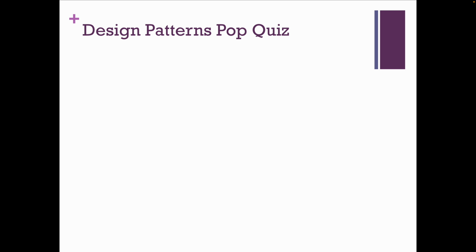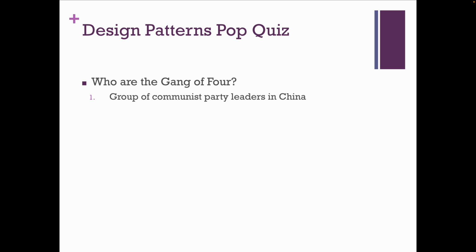Before I get started, I just want to start with a quick pop quiz about design patterns. So who are the Gang of Four? I'm going to give you three choices before you answer. Number one is a group of Communist Party leaders in China. Number two is a rock band. Number three is just a bunch of computer programmers.